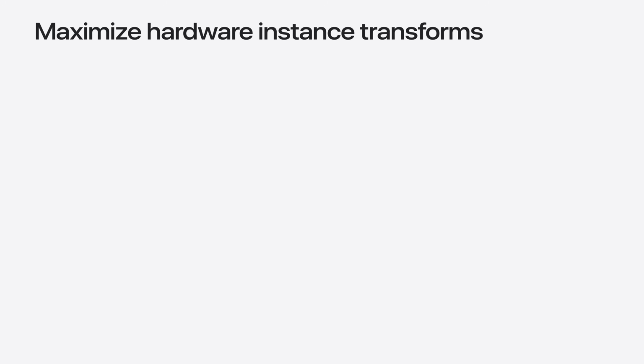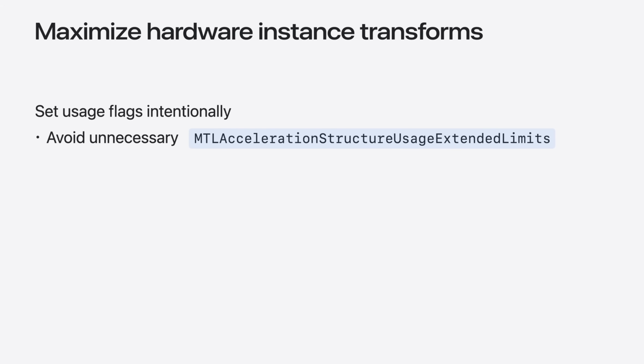To take full advantage of faster instance transforms, be intentional with your acceleration structure flags. For example, only specify extended limits for your acceleration structures when your content actually requires the increased capacity. Similarly, choosing the appropriate instance type, static versus motion, based on your actual content behavior will help you get the best results.